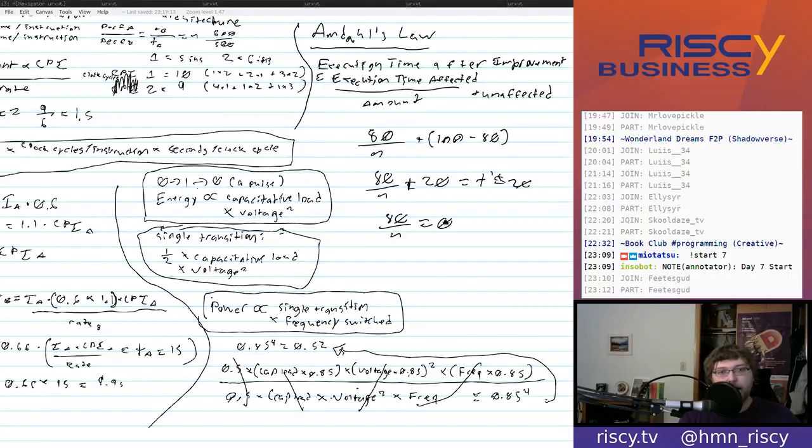Having Amdahl's law at hand and being able to quickly and easily run the calculations with Amdahl's law to reason about the kind of improvements you're going to need to make in order to reach some tangible goal that you want to hit, it's clearly a very useful tool.